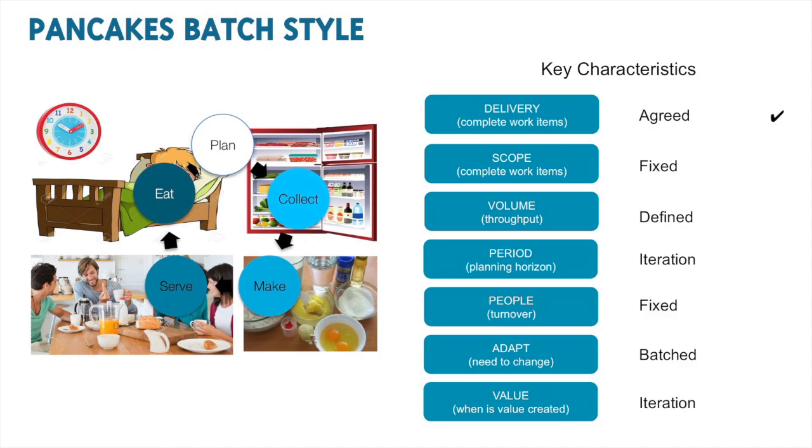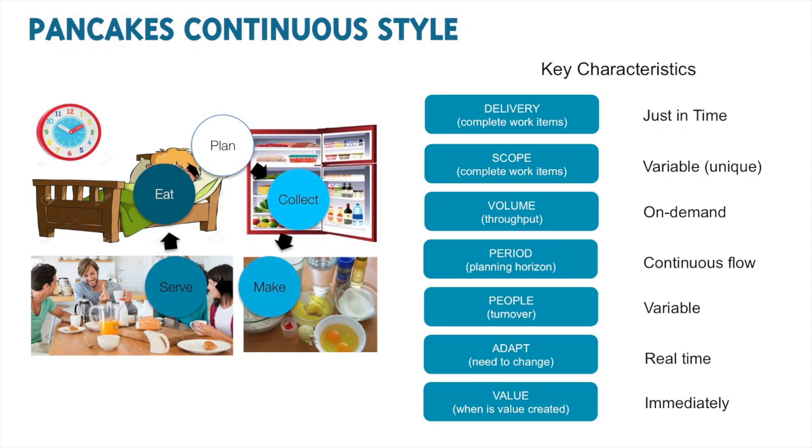Therefore, the delivery is agreed, the scope is fixed per batch, and the volume is defined. When preparing each batch, it's clear who will make them, and should any family member want more, then a second batch is made. Making pancakes continuous style.